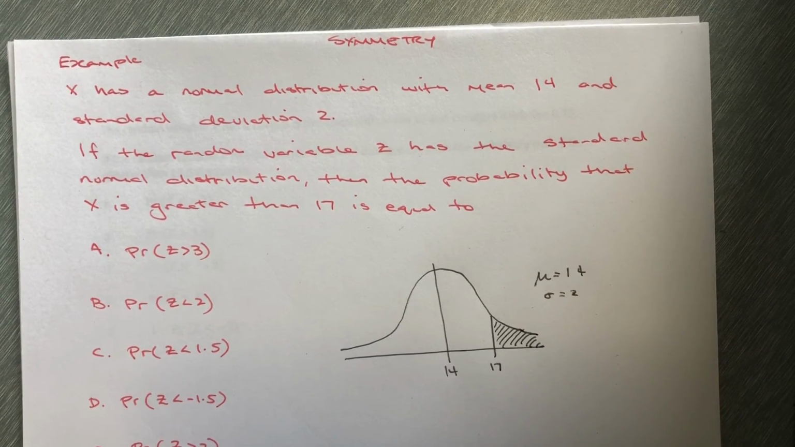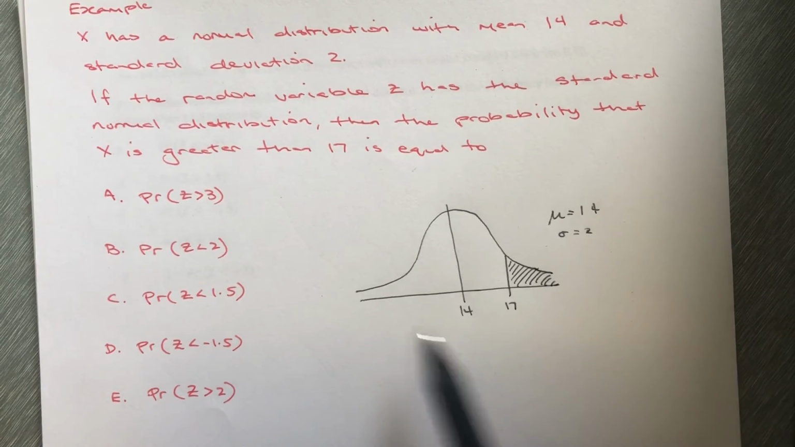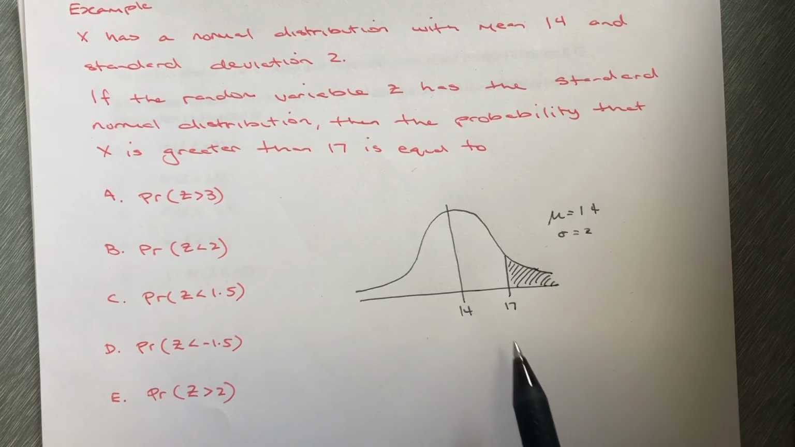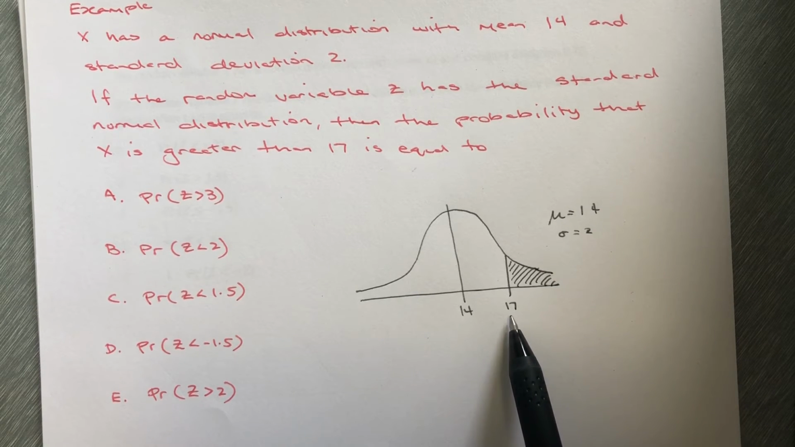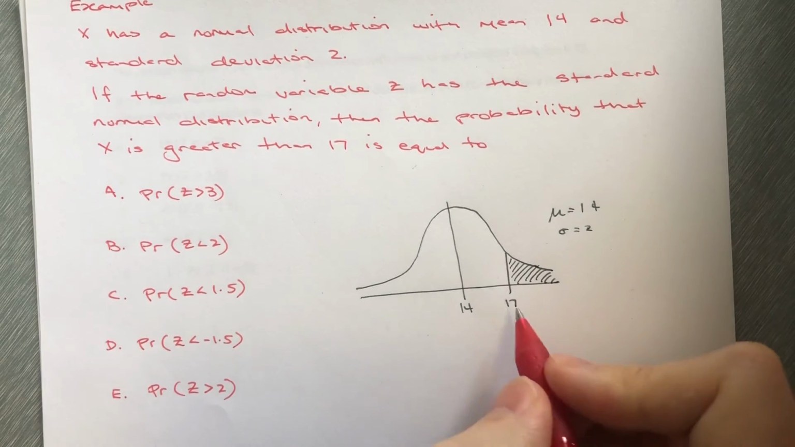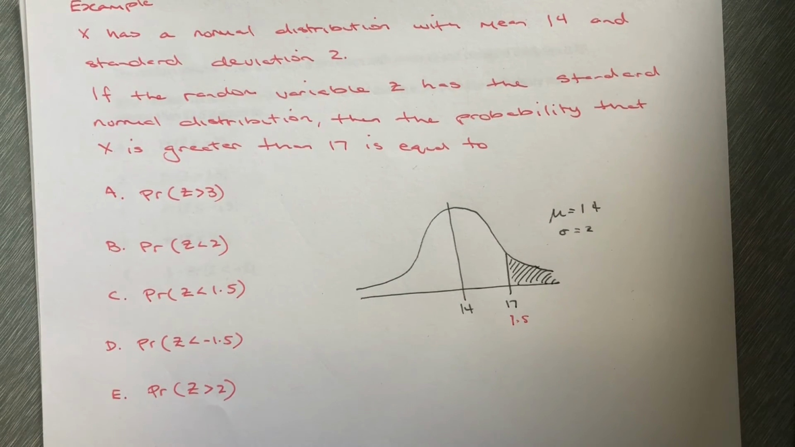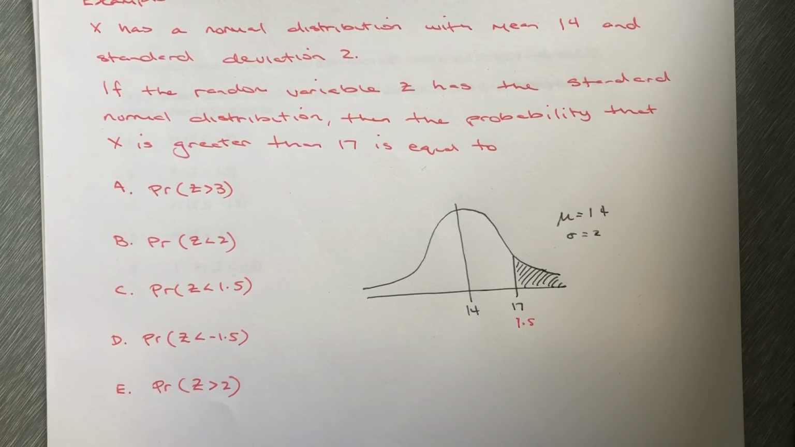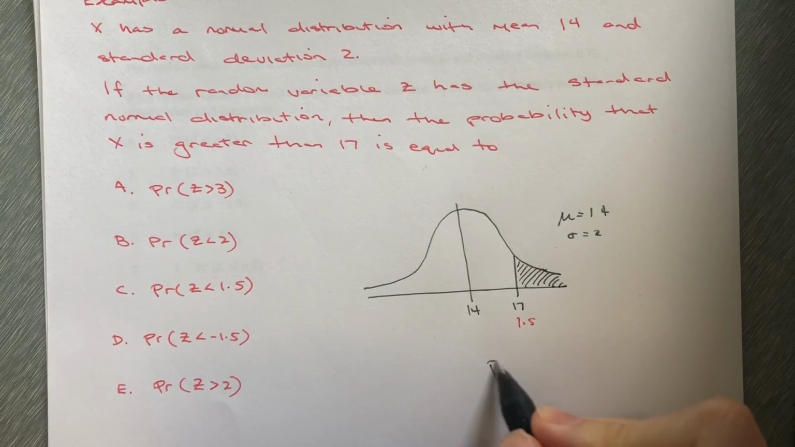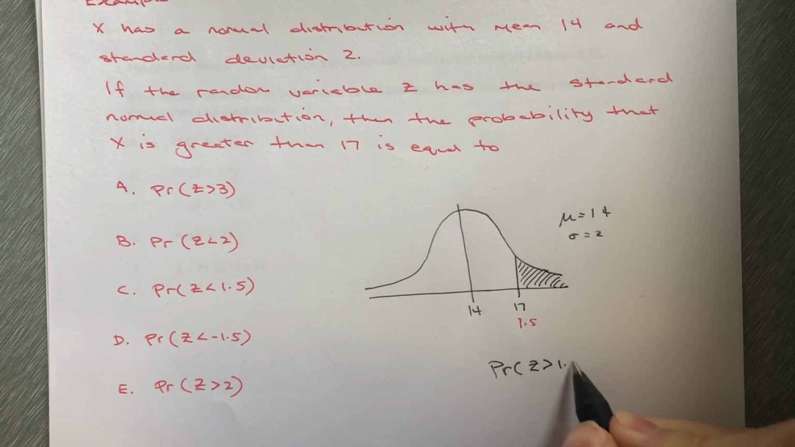Okay. Now all these answers are in terms of Z, as we kind of touched on before. Now with this distribution, the mean's 14 and the standard deviation is 2. So 17 would have to be 1.5 standard deviations above the mean, wouldn't it? So if that was going to get a Z score, it would be 1.5 because it's 1.5 standard deviations above the mean. Okay, now this is what we're after. So we could probably say that the probability that we're after is that z is greater than 1.5.